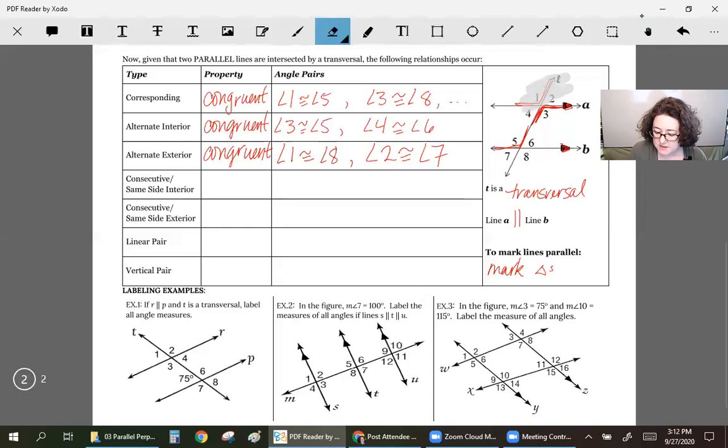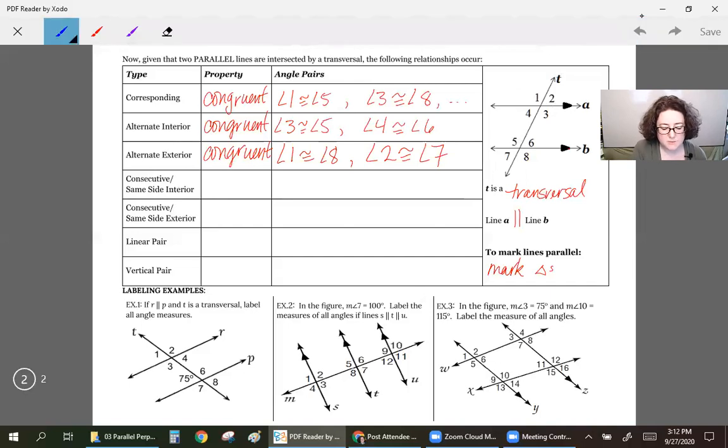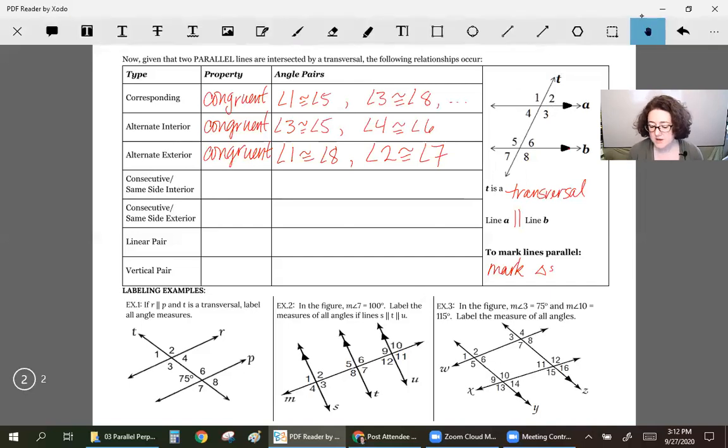Okay, next piece, let's look at consecutive interior and consecutive exterior. Again, consecutive means kind of the same side. So if I was going to look at angle 2, we're going to do interior first. What other angle do I know has to be congruent to angle 6, just based off of what we talked about?